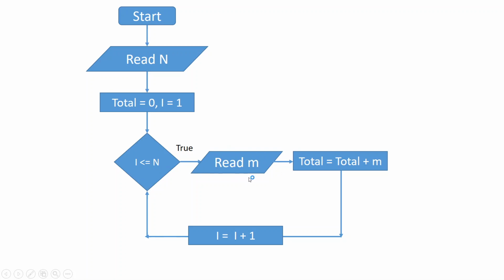So even then it is going to read and calculate the total, and now what does I become? I will become 6. Now since this is 6, this particular condition will go false, and this way we have only accepted 5 numbers, since the user had said that there will be 5 numbers.